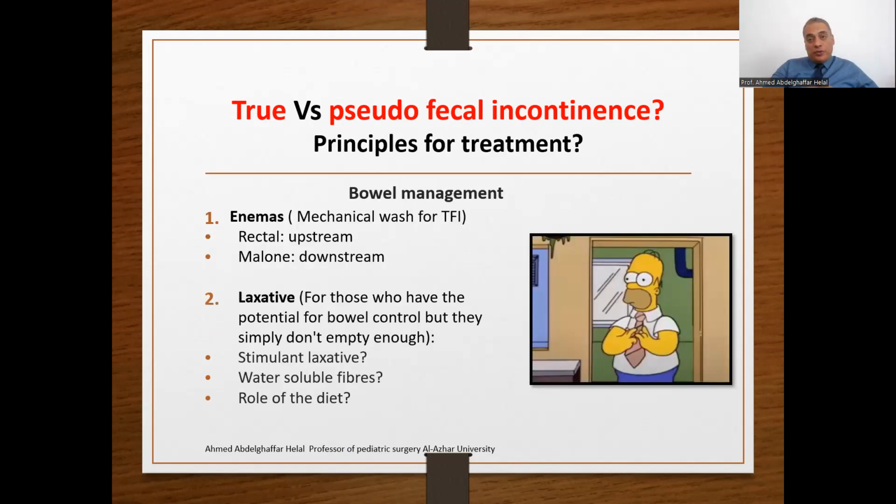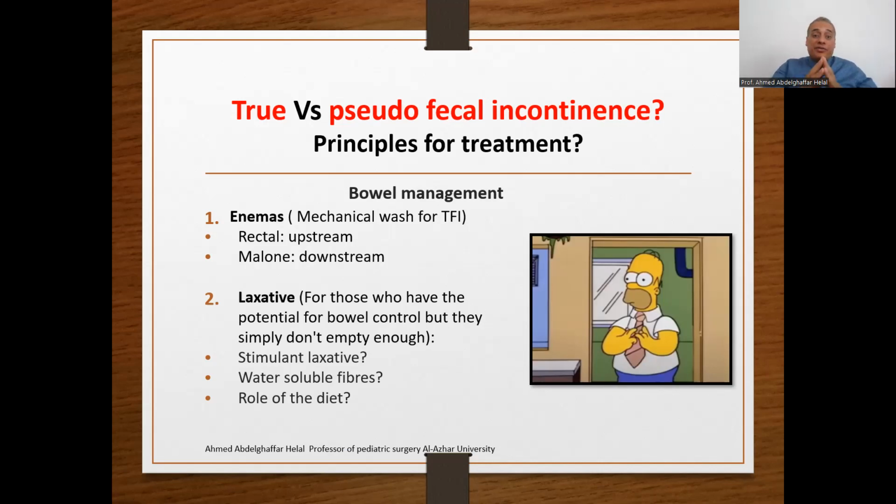What about the principles for treatment? True versus pseudo. True fecal incontinence will need a mechanical way, as we say, or enemas for the wash. An enema may be performed through the rectum, which is down up or upstream, or may be performed through the appendix. It's called the Malone operation or Malone procedure. We bring the appendix to the skin and cannulate the appendix and perform the wash from up down, or downstream.